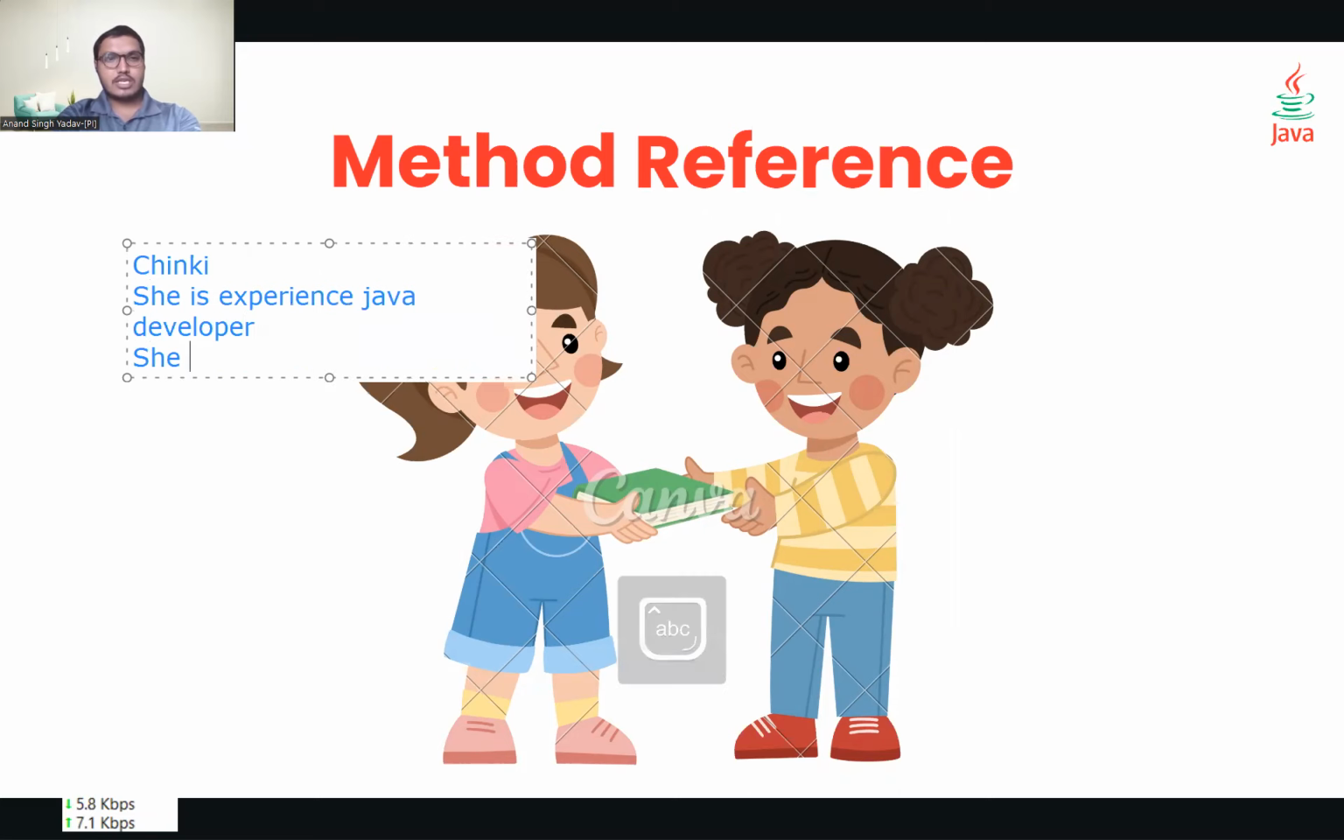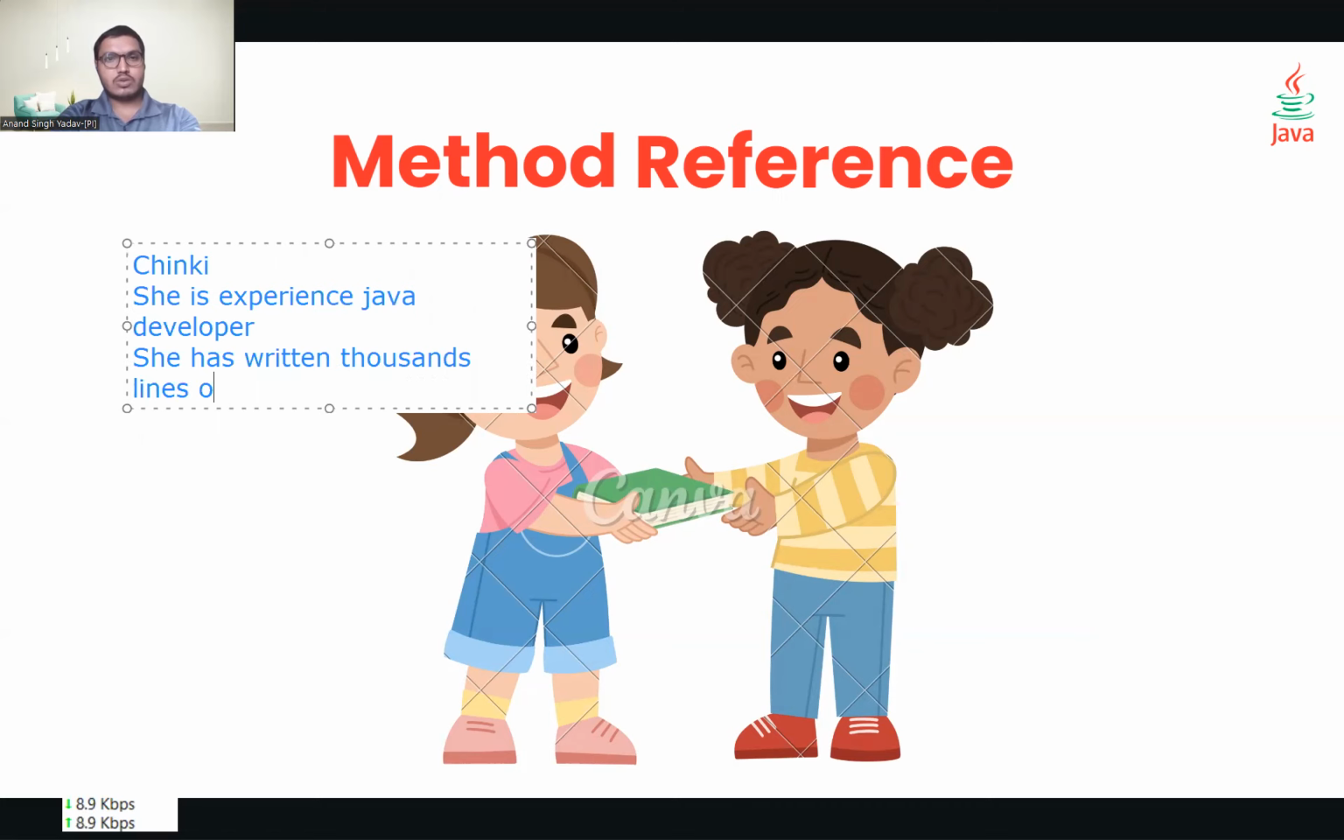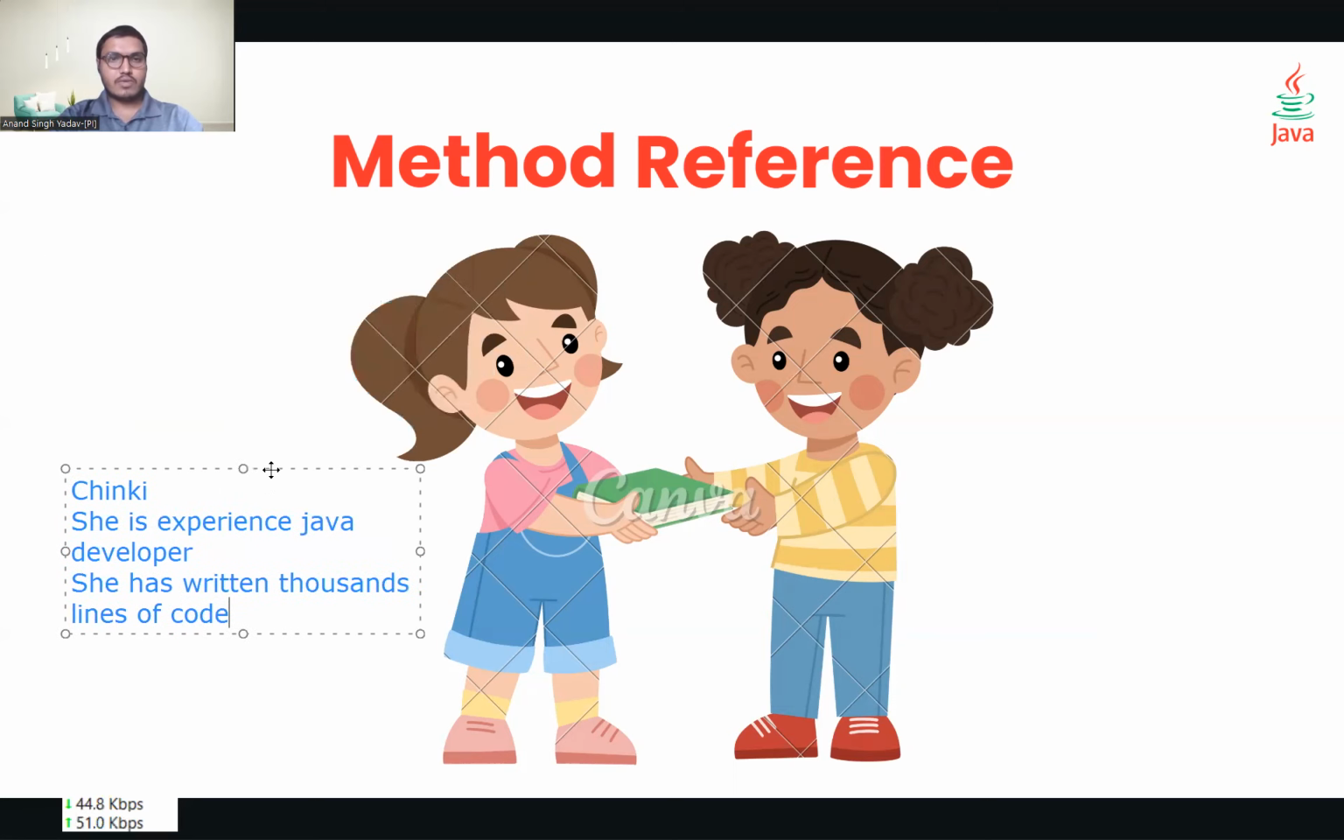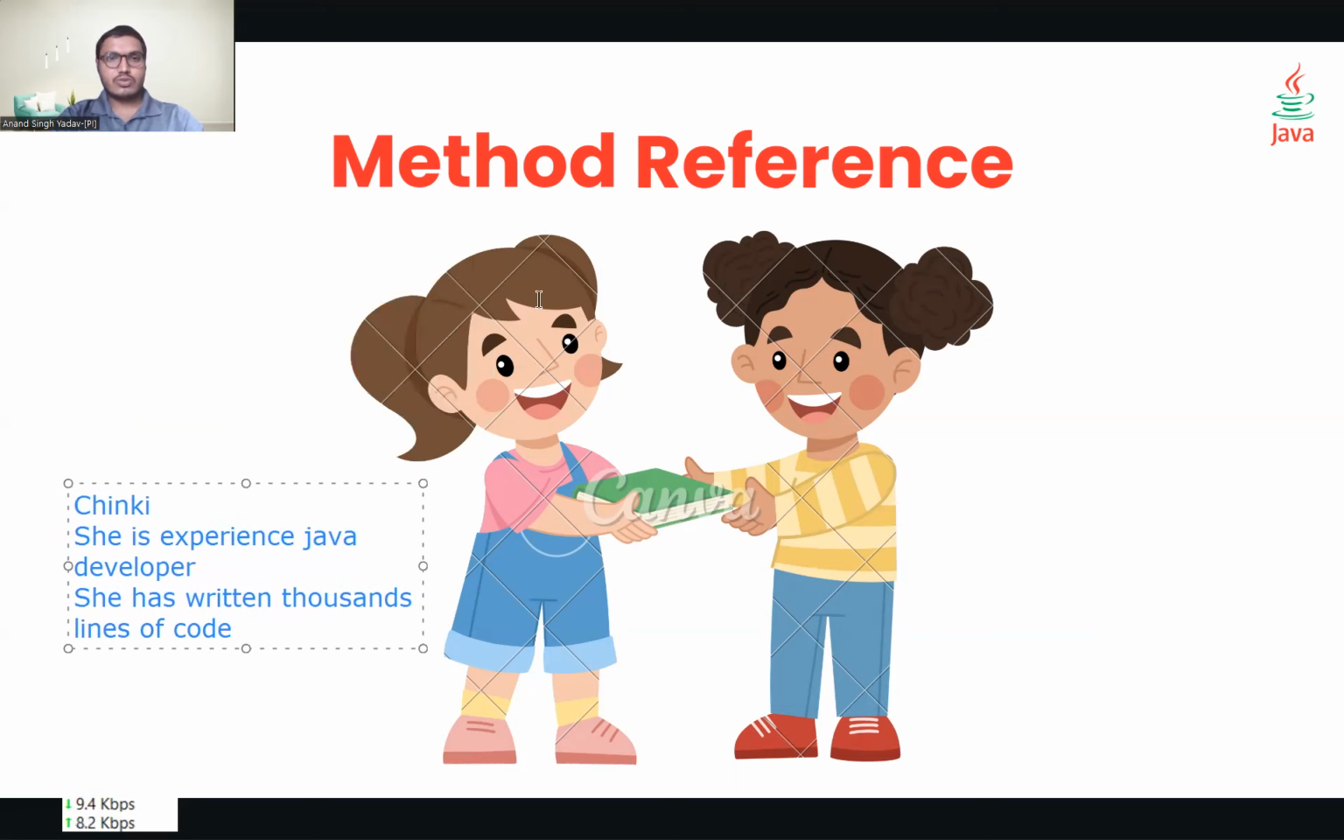And she has written, let's say, thousands of lines of code in her journey. So these are the specialties of Chinky. So on the left side, we can assume she is Chinky, and let me use this arrow. She is Chinky. Got it? I hope this point is quite clear.